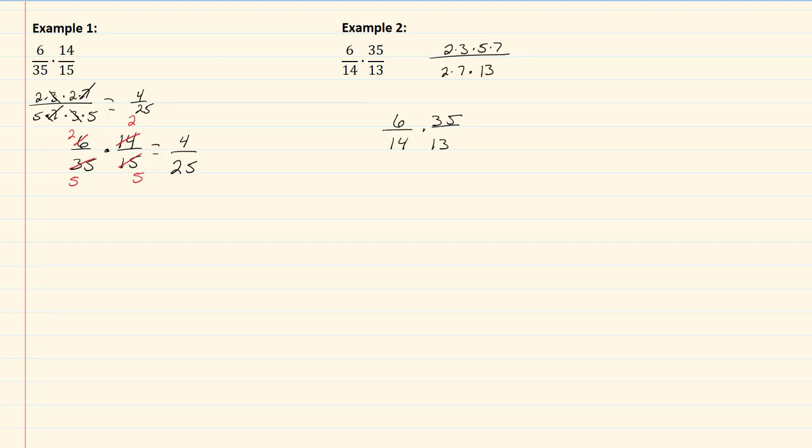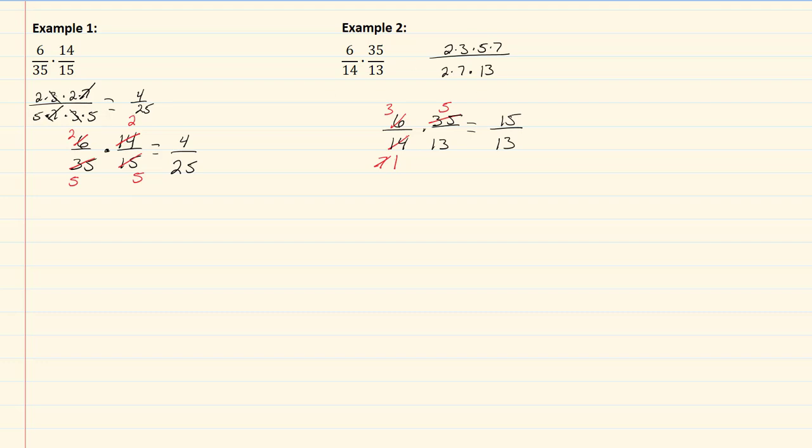So 6 divided by 2 would leave me 3. 14 divided by 2 would leave me 7. And then 7 and 35 have a common factor of 7. So 7 divided by 7 would be 1, and 35 divided by 7 would be 5. I can just multiply what I have left over. I have 3 times 5, which would be 15, and 1 times 13, which would be 13.